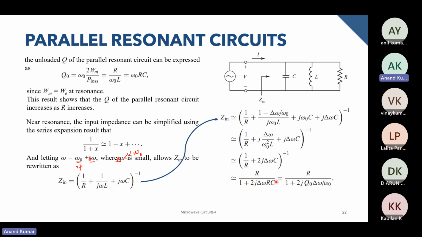and substituting the expression for quality factor from here, we can write the input impedance ZIN equal to R by 1 plus 2j Q naught delta omega by omega naught. So we now have the input impedance in terms of the quality factor and resistance.